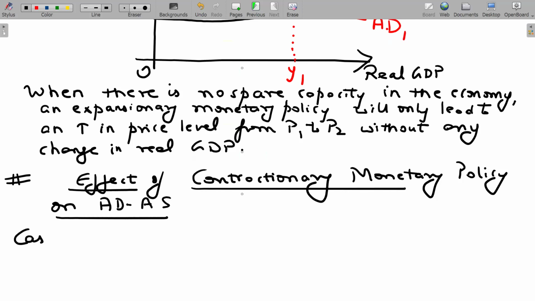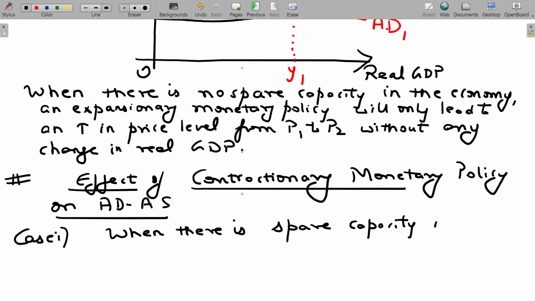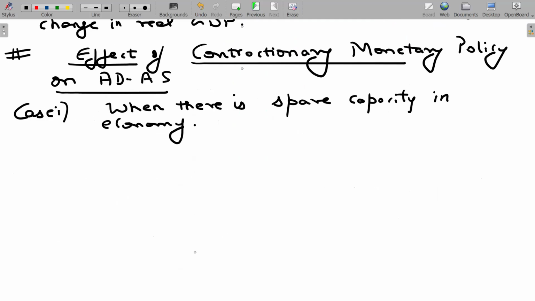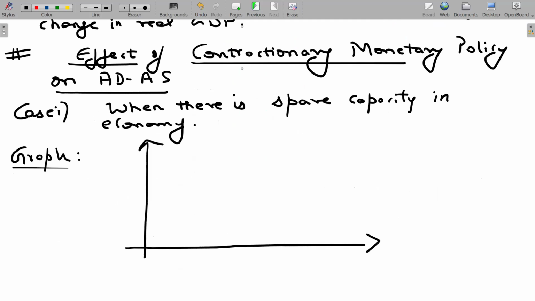Again, within this case one, when there is spare capacity in the economy. Okay, let's look at the graph, how it's going to look like. So again, we have real GDP measured on the horizontal axis. We have price level measured on the vertical axis.